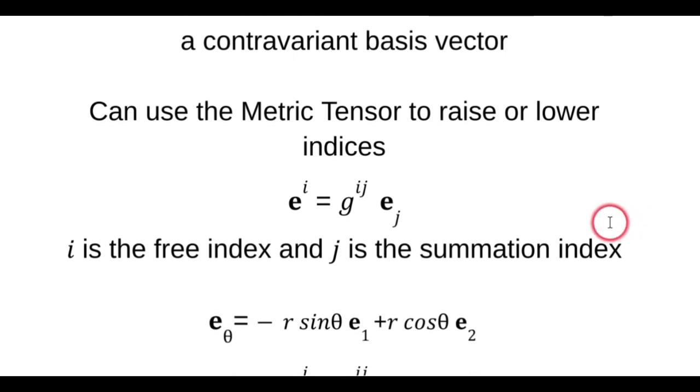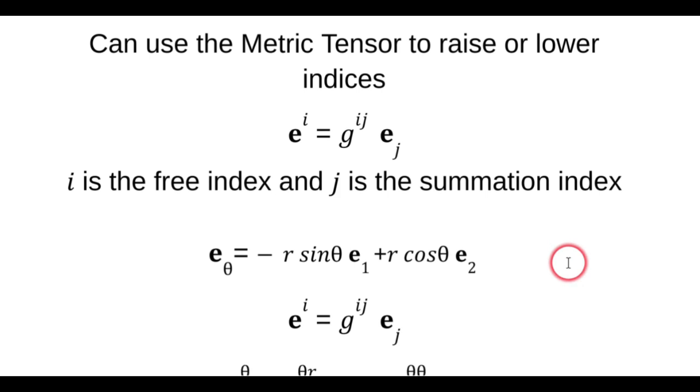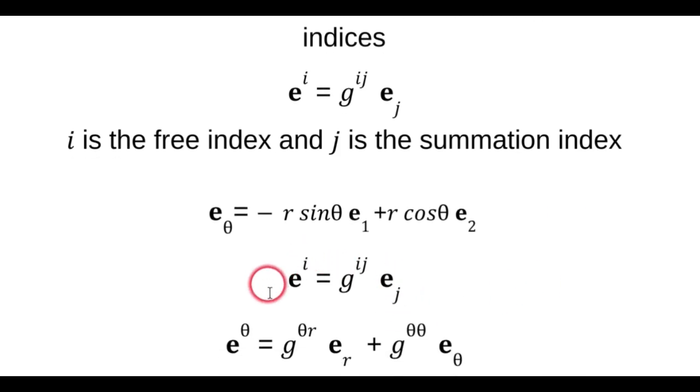We have e sub theta, the covariant basis vector e_theta, and we want to find the contravariant basis vector. Here's our generalized equation. In this case, the free index is theta, so we put theta for i, and everywhere we see an i, we put a theta. There's a theta there and a theta there.